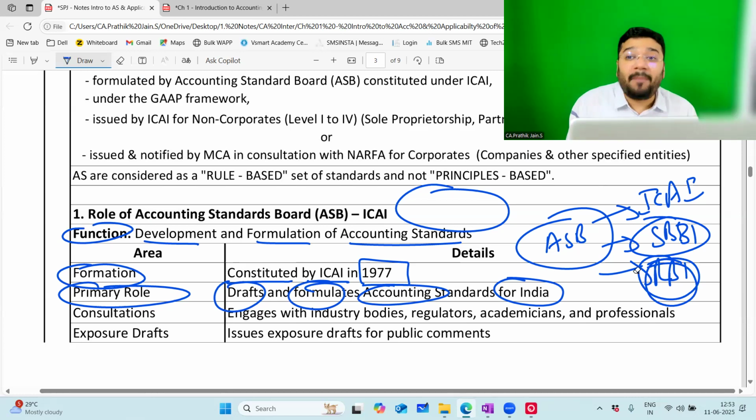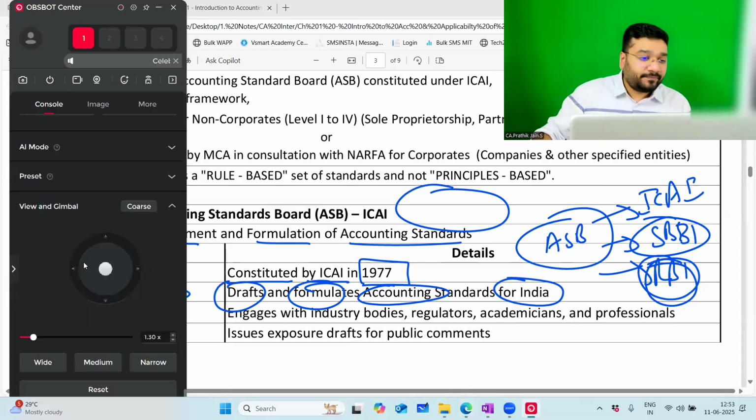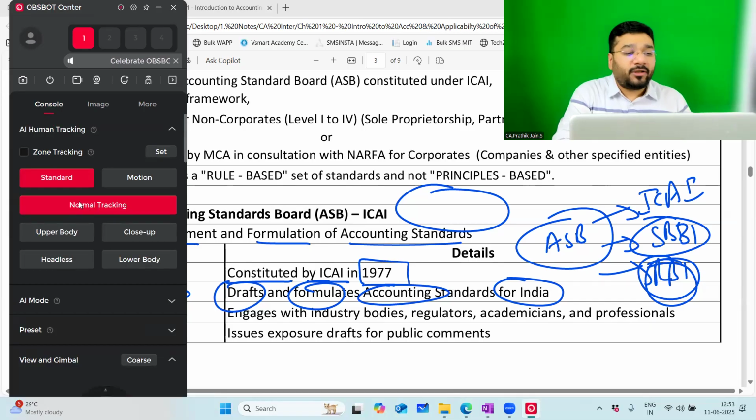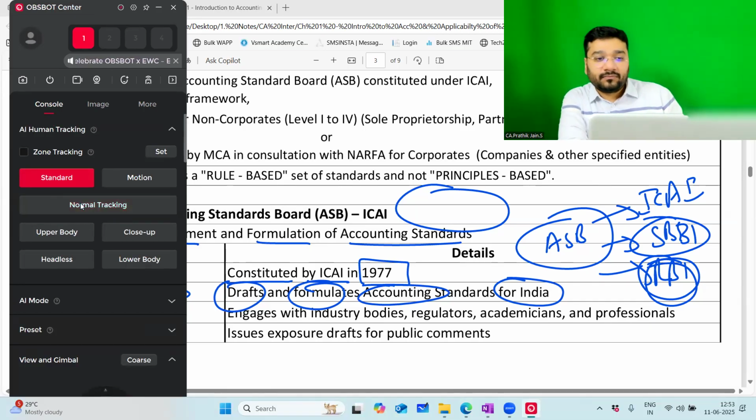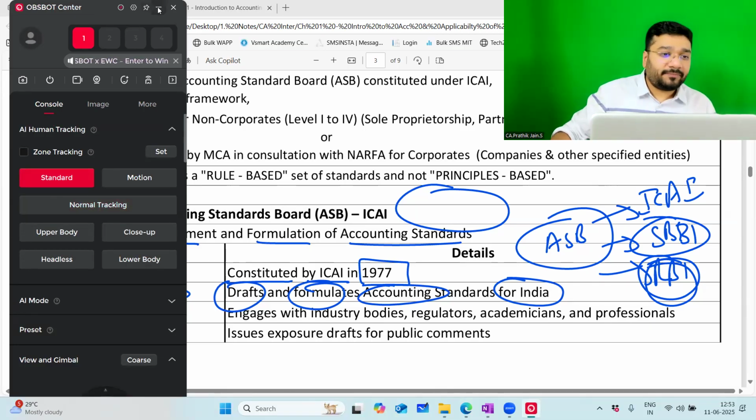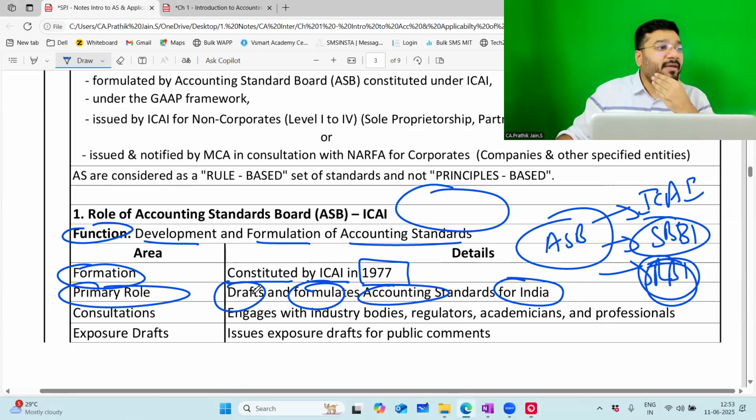So the ASB is not just a CA board. It does not have only CAs. Apart from CAs, we had other professional people also because we used to take input from those people also. All of them put together, they drafted and formulated what? Accounting standards. All of them put together, they formulated and drafted accounting standards.